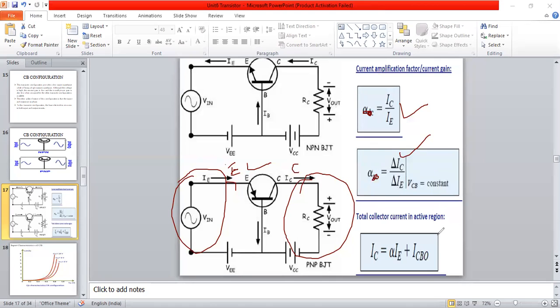And the total current, we know the formula: IE equals IB plus IC. That is called IE. How did we get alpha here now?